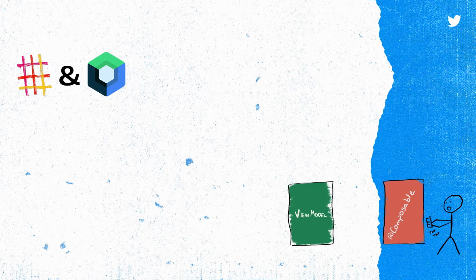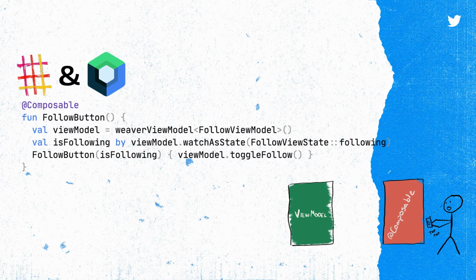So let's see it in action. Let's say that we have a user interacting with a follow button. We can use a stateful composable to access the source of truth of the data, in this case whether the user is being followed or not, and this lies in the view model.